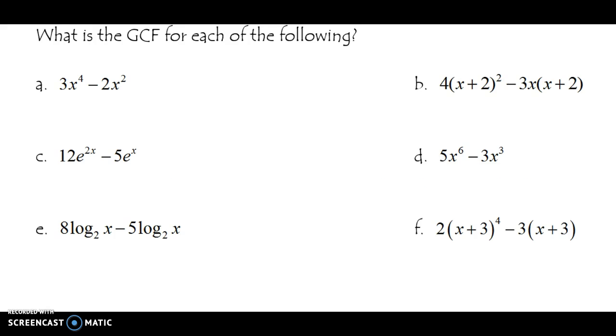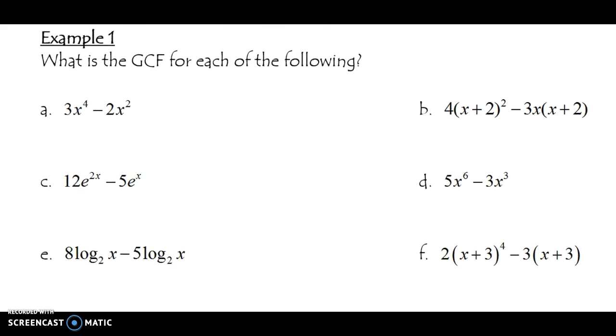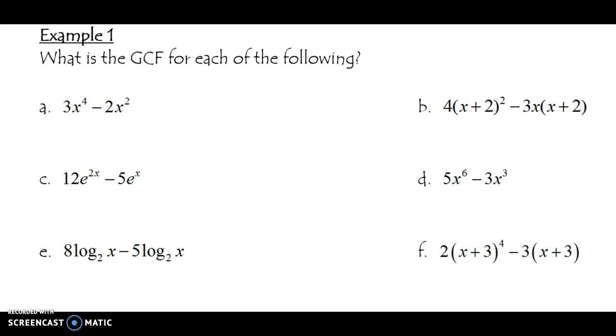So in your notes that you have, this first example asks you to find the GCF for each of these expressions. I want you to pause the video, go ahead, find the GCF for each, and then check your answer. Recognizing this GCF is going to be very important because that GCF is what we actually assign as a new variable. So go ahead, pause, and do example 1.